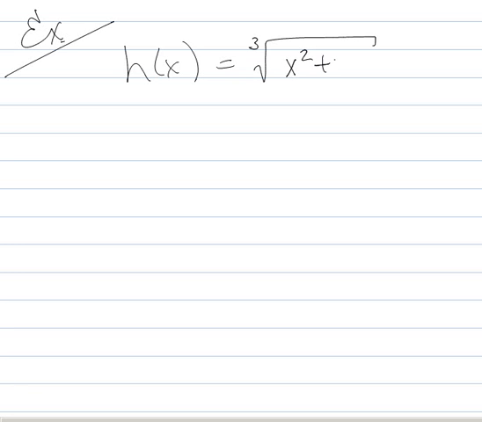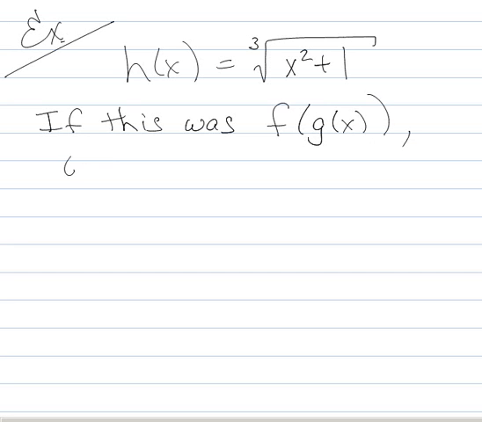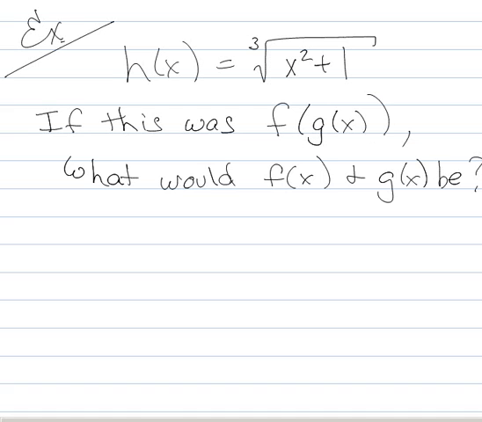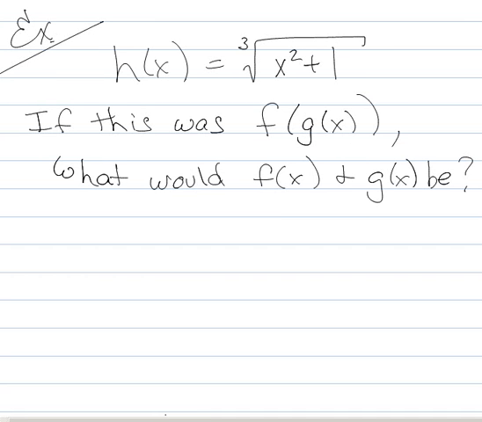So, here is like the ultimate brain teaser. Given this, oh yeah, we'll go ahead and say that. I think that's how your book does it. I say the cube root of x squared plus 1. We'll say, if this was f of g of x, what would f of x and g of x be?